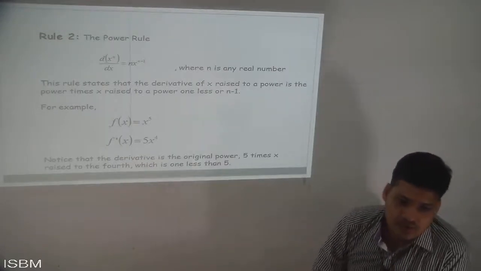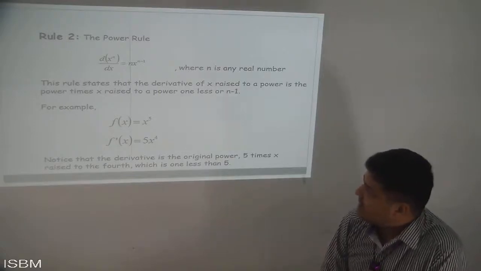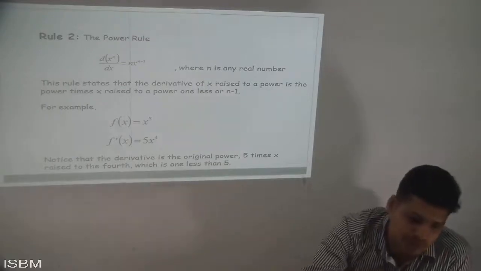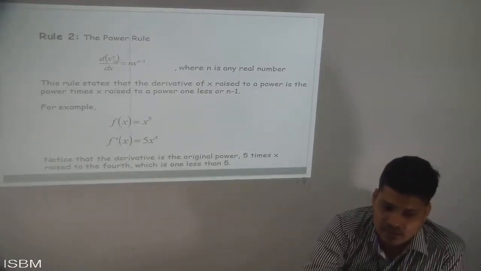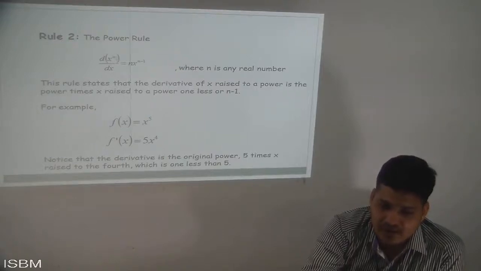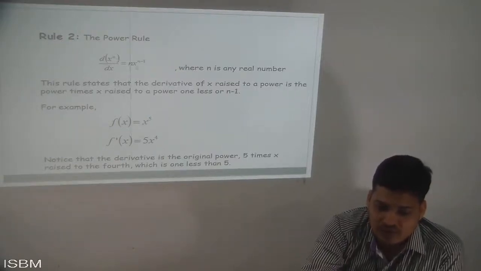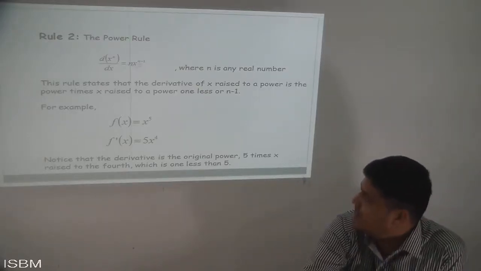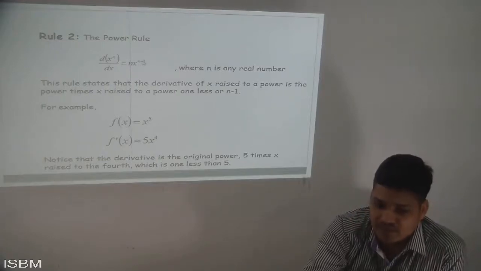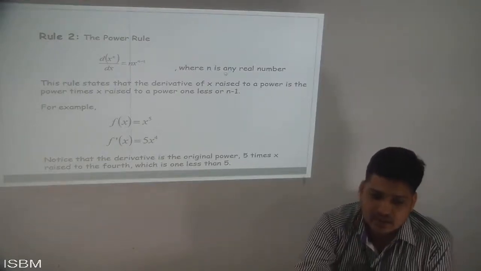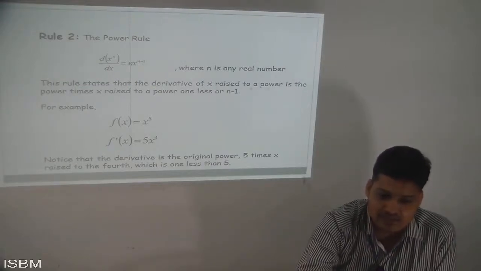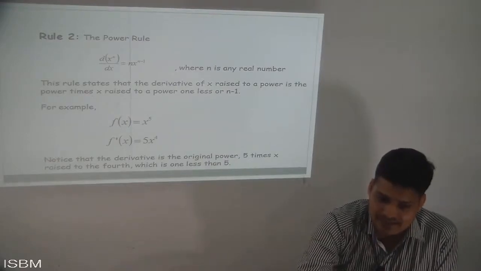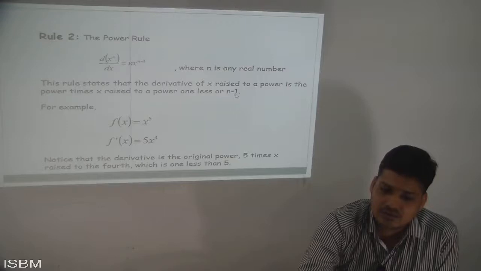Another rule, rule 2: d of x to the power n upon dx. Whatever the power is, see x to the power n, the power will come out front when you solve this. So n will come over here, and it becomes x to the power n minus 1, where n is any real number. This rule states that the derivative of x raised to a power is the power times x raised to the power n minus 1.